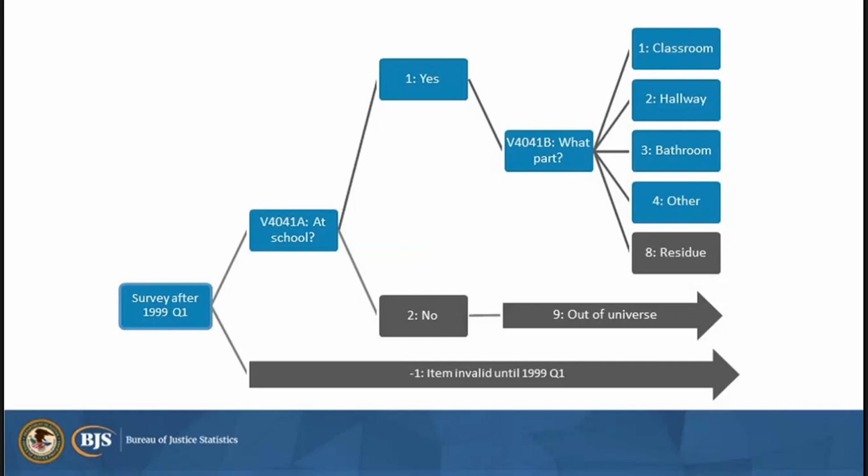Respondents who reported that the incident did not happen at school are not asked what part of the school building and are skipped past this question. They are coded as 9, out of universe. Valid responses are 1 in the classroom, 2 in the hallway, 3 in the bathroom or locker room, or 4 in another part of the school. Other values are invalid and are coded as 8, residue. You will see 3 missing data codes in your data, -1, 8, and 9.